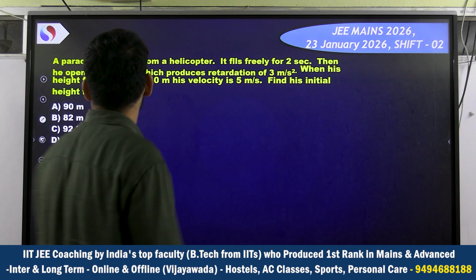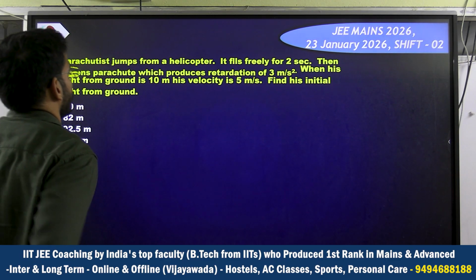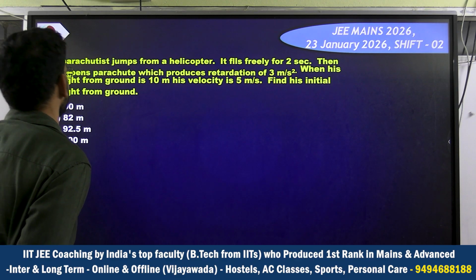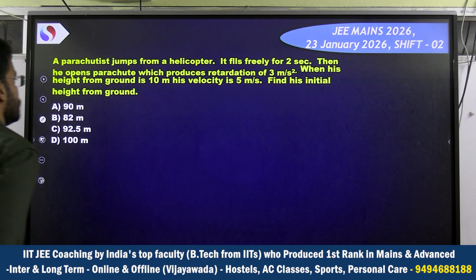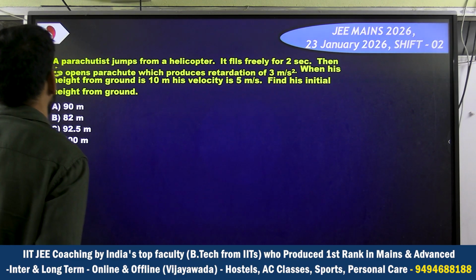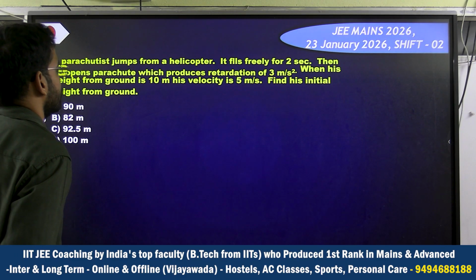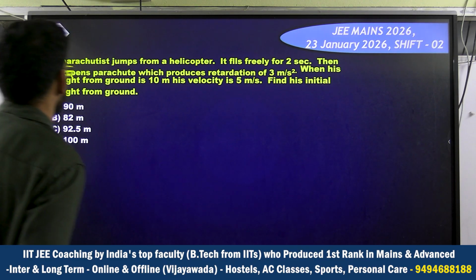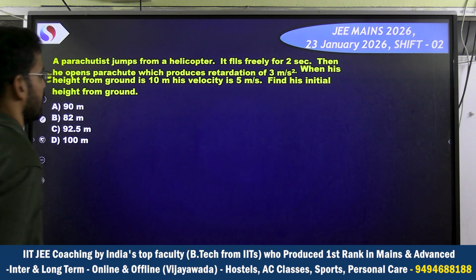A parachutist jumps from a helicopter. He falls freely for 2 seconds. He opens the parachute, which produces a retardation of 3 meter per second square. When his height from the ground is 10 meter, his velocity is 5 meter per second. Find his initial height from the ground.